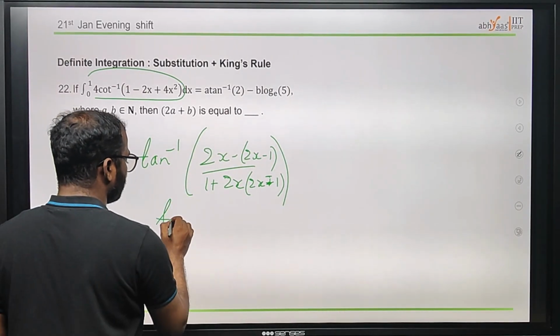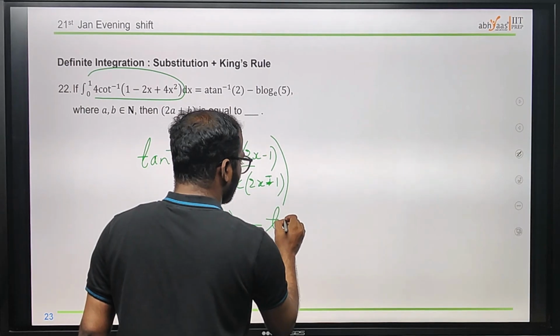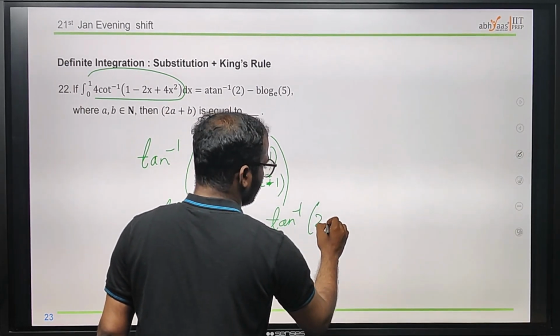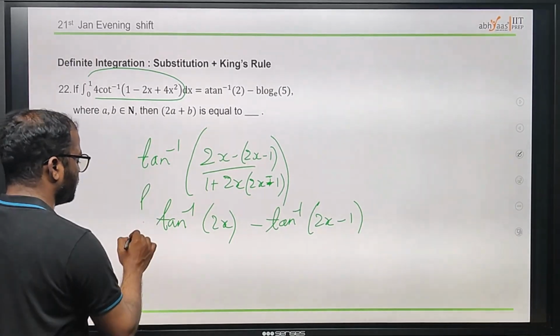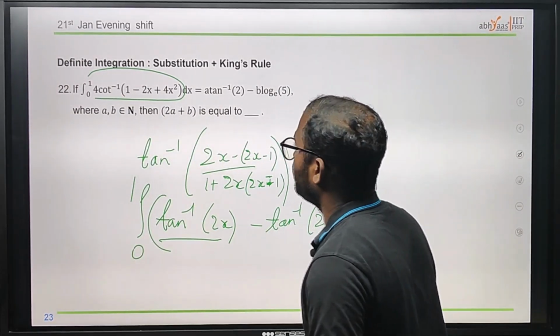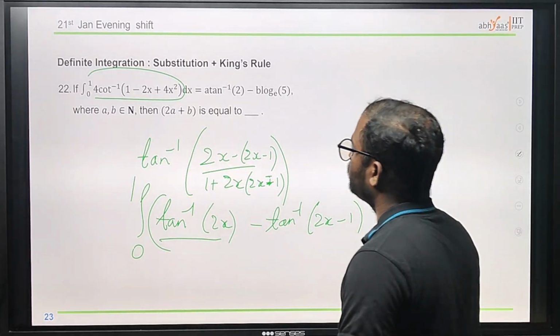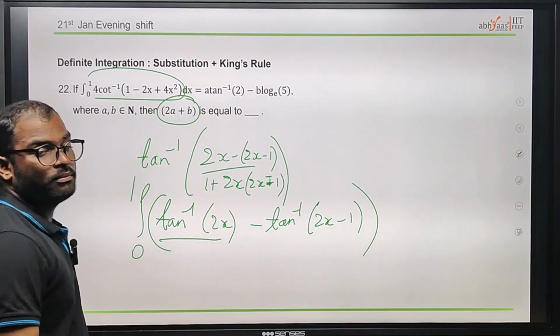We have tan inverse of 2x minus tan inverse of 2x minus 1. Now we can easily do the definite integral of this, just using integration by parts. After solving this, we have to find 2a plus b.